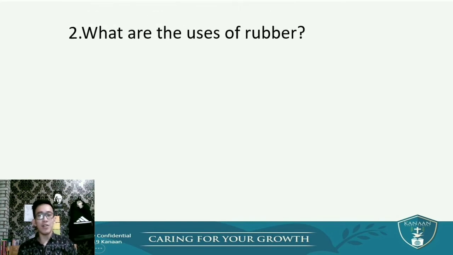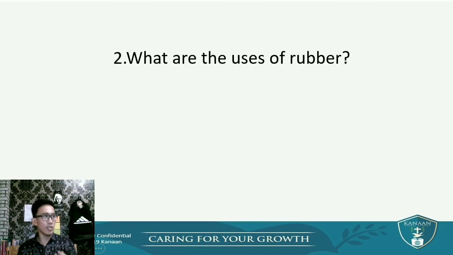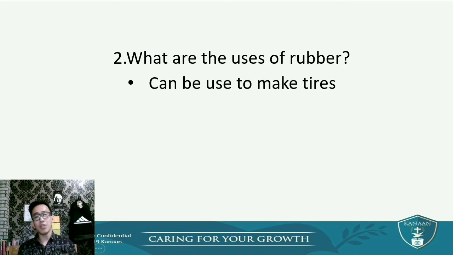Now, what are the uses of rubber? We have a lot of rubber. We used to play with rubber bands, right? Not to flick people, of course, but there are useful things that we can make out of it. One is that we can use it to make tires, like the tires of our cars. They're made of rubber. Imagine if your tires were made of plastic, how could your car move? I can't imagine a car with tires made of plastic, right?